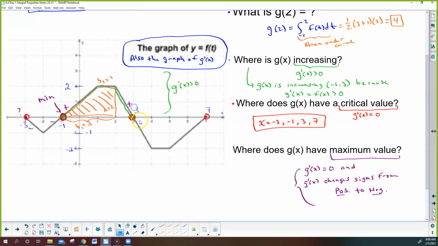And then here I go from positive to negative. Well, that is the maximum. So I know that there is a max at x equals 3. And my reason is because G prime is 0 and the sign changes from positive to negative.